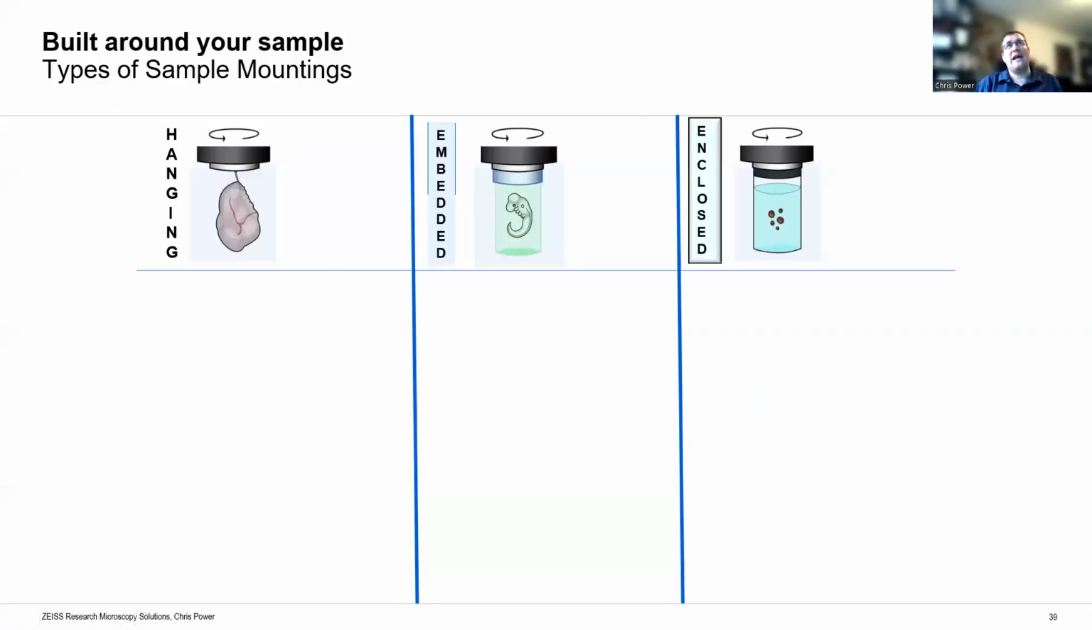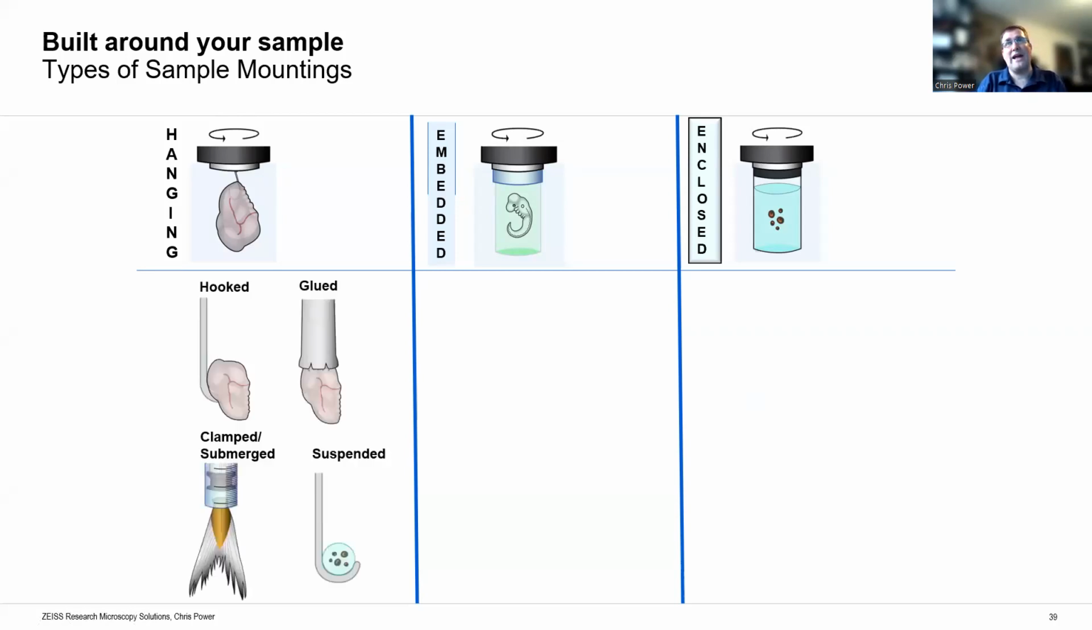Now, coming to how do you mount the samples? We want to mount by hanging the sample, because that lets us move through the Lightsheet easily. It lets us keep big things structurally sound. Now, the first method for mounting was what we call hanging. This is physical, tactile grabbing of the sample. Now, it could be a hook, it could be glue, clamping.